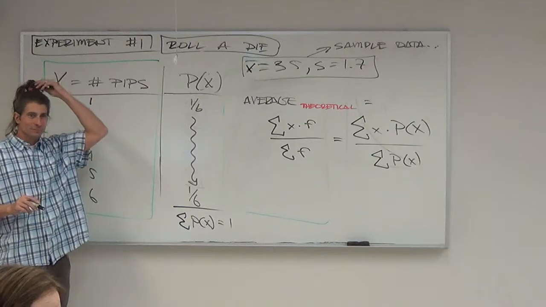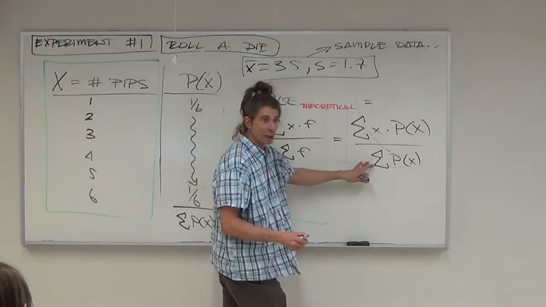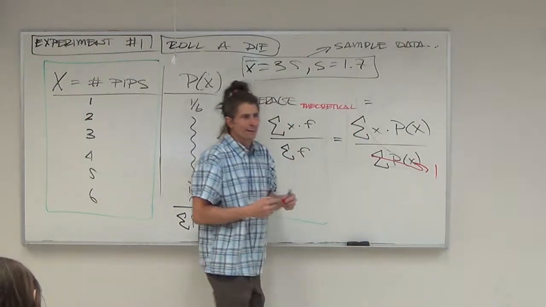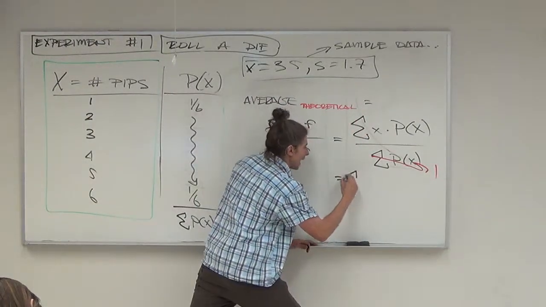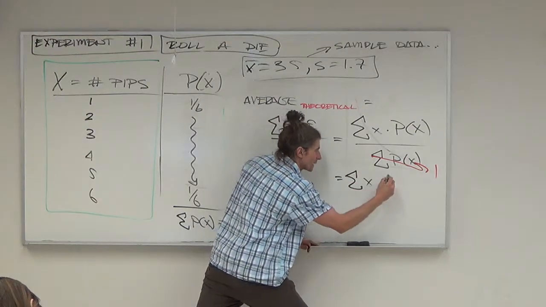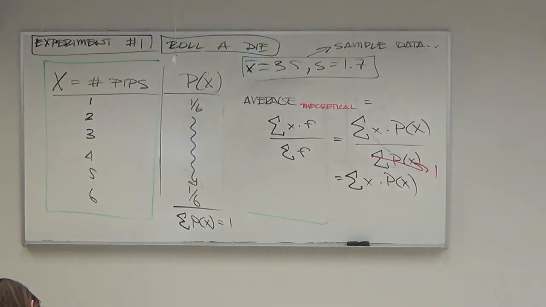Go ahead. I got 3.5. Good! You should have. Watch this. This is 1, correct? That goes to 1. We can stop talking about it. All you've got to do then is add up each of the data points times the probabilities. Once you've done that, you've got your average.